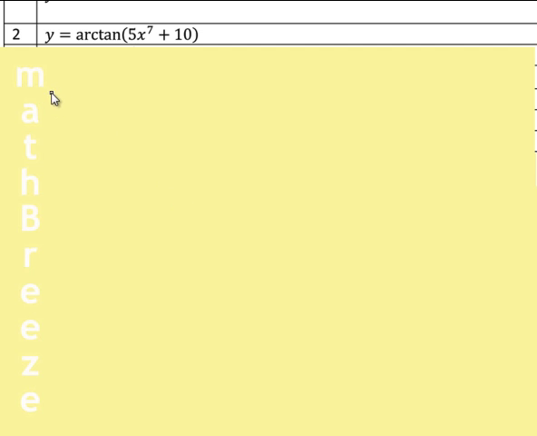Okay, in number 2, y prime is equal to 1 over 1 plus whatever's in parentheses, let's see, 5x to the 7 plus 10 squared. And now we multiply by the derivative of what's in parentheses, so that is 35x to the 6.